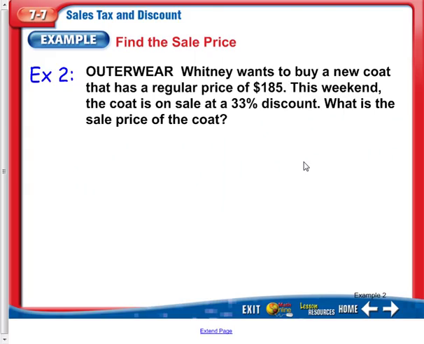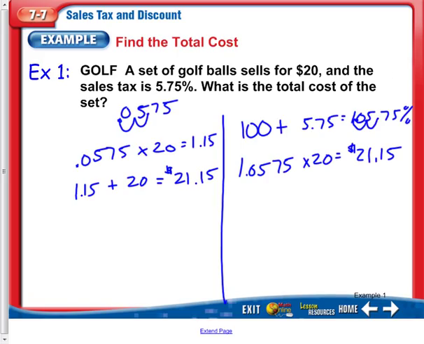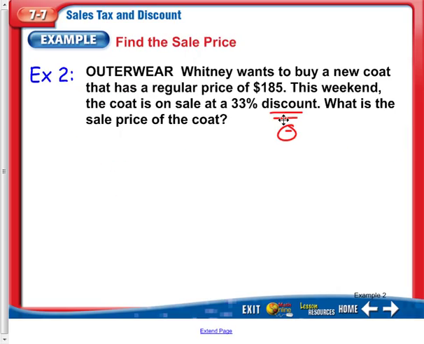For example 2, Whitney wants to buy a new coat that has a regular price of $185. This weekend the coat is on sale at a 33% discount. Okay, so discount is a key word here. We know we're going to subtract. Whereas in the last problem, they were talking about tax, so you know we were going to add. So in this problem, we know we're going to have to subtract.